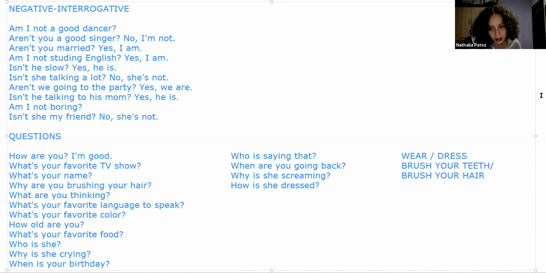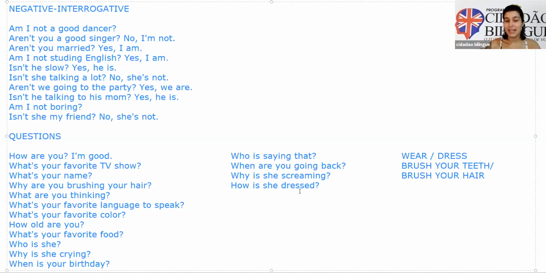Teacher, o wear, ele pode ser usado também para usar, né? Tipo, ela está usando. Exactly. Vestida. Ah, ok. Yes. All right.